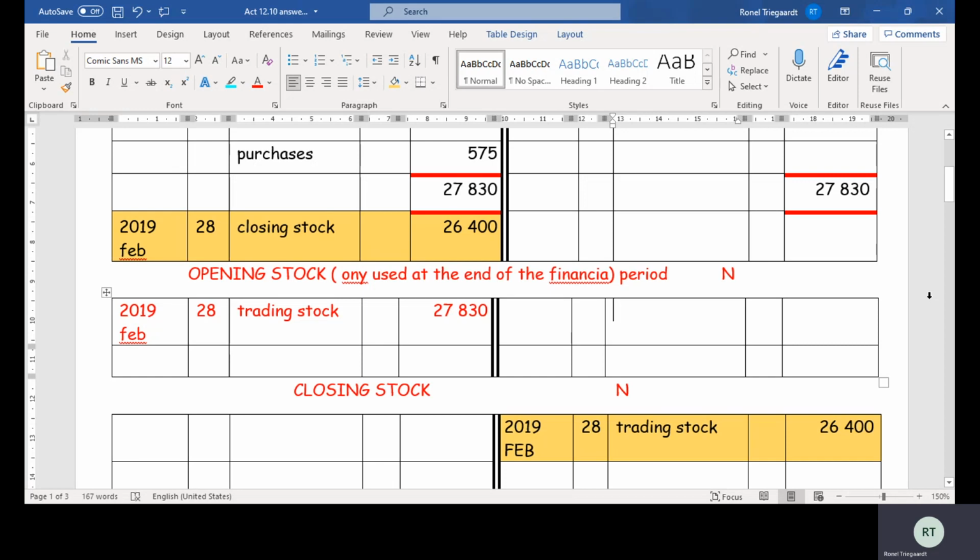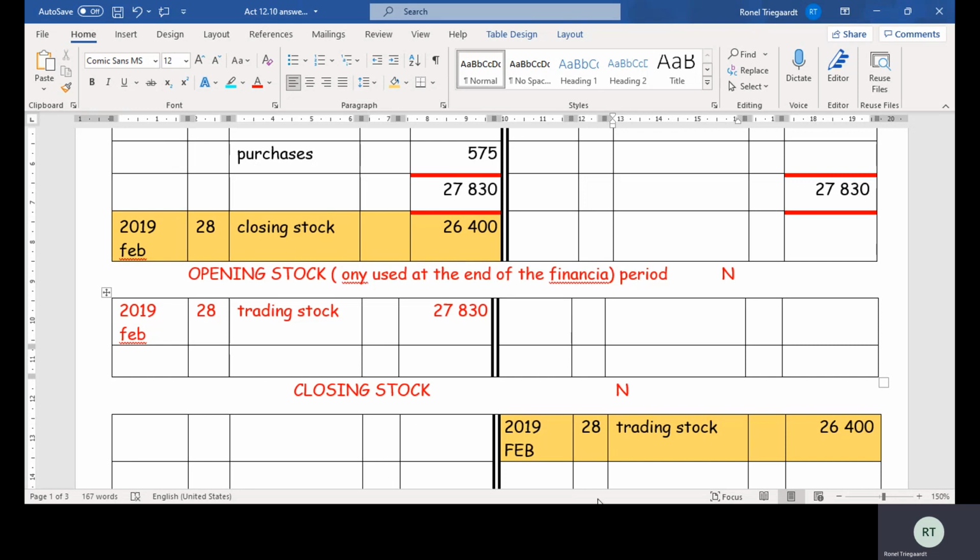And now you have two nominal accounts, one for opening stock, one for closing stock, that you can close off to your trading account, because you need opening stock and closing stock to calculate your profit and your gross profit. You need that to calculate cost of sales so that you can calculate the gross profit. Are you okay with that? Is there anyone who has a problem? Nobody will ever ask you to do these two accounts.